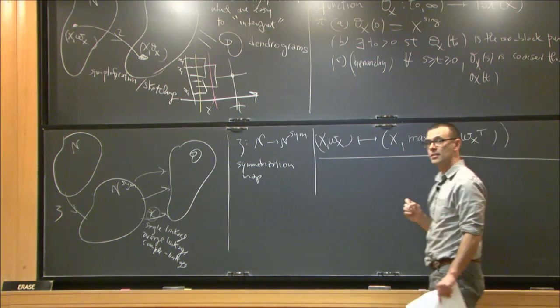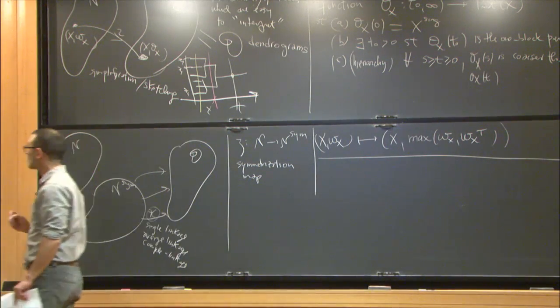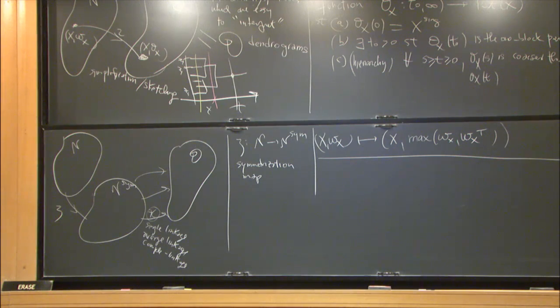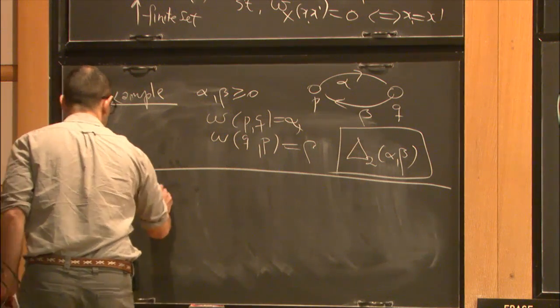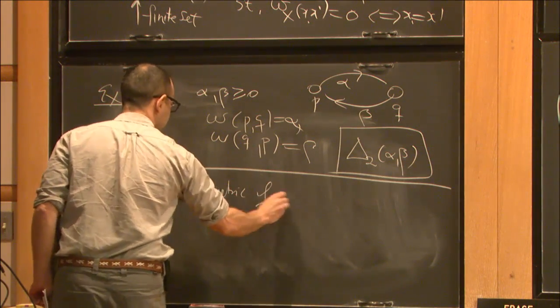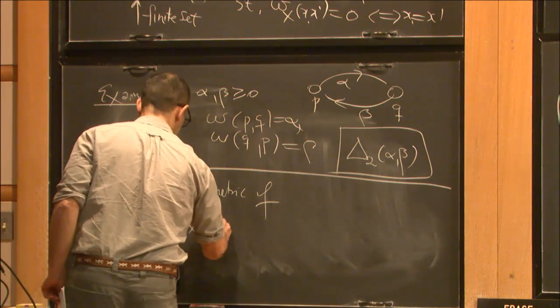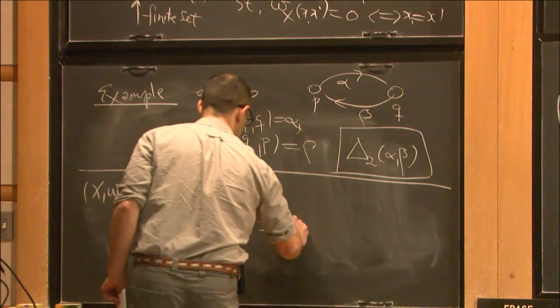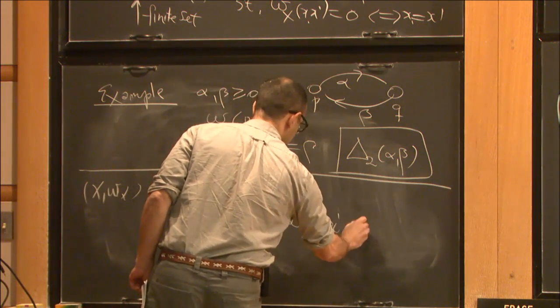Okay. What is N here? N is a collection of all networks. Okay. What is N^sim? N^sim is a collection of all networks which are symmetric. What does that mean? So let's say (X, ω_X) is symmetric if ω_X of x, x prime is equal to ω_X of x prime, x.